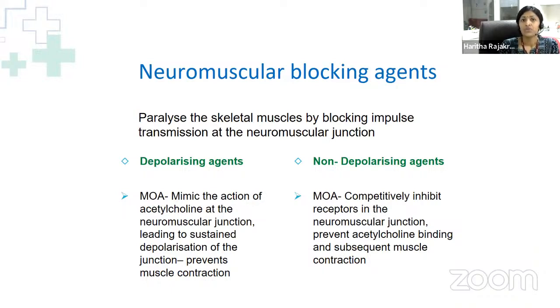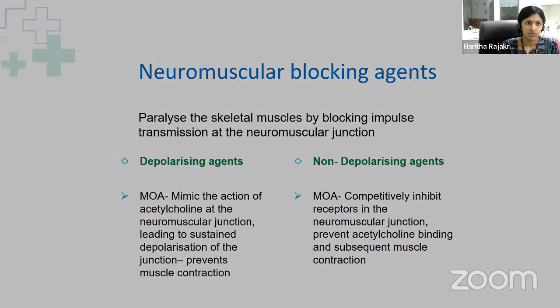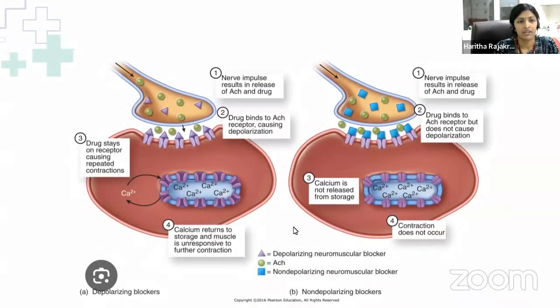As you know, there are two types: depolarizing and non-depolarizing agents. To get a clear idea, you can see an image here. This one shows how depolarizing blockers work, whereas this one shows how the non-depolarizing agents work. This is our neuromuscular junction. These green circles here are our acetylcholine, and these are our acetylcholine receptors at the neuromuscular junction.